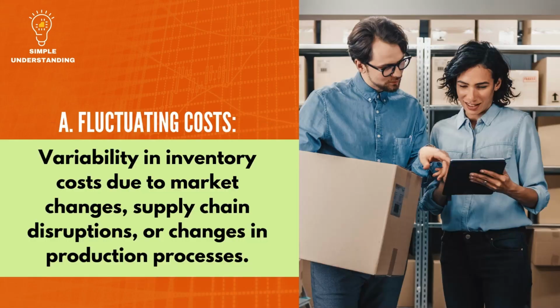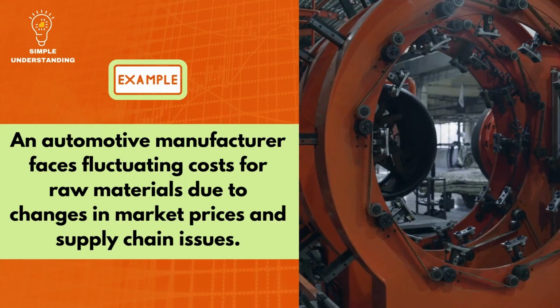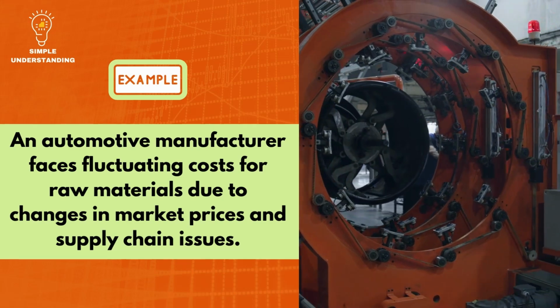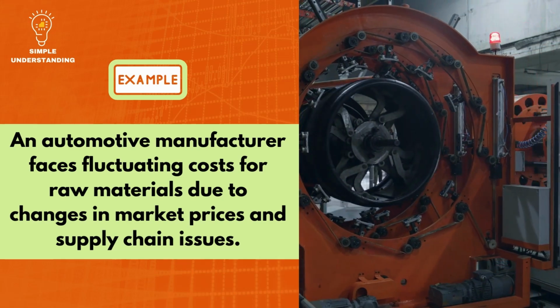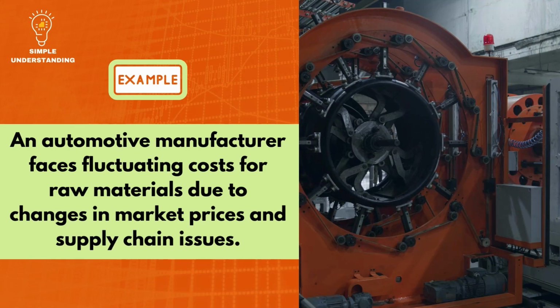A. Fluctuating costs. Variability in inventory costs due to market changes, supply chain disruptions, or changes in production processes. Example: an automotive manufacturer faces fluctuating costs for raw materials due to changes in market prices and supply chain issues.